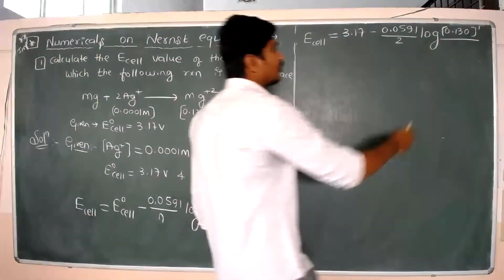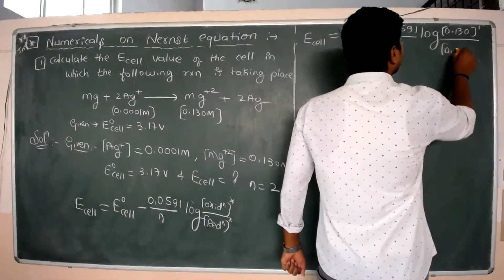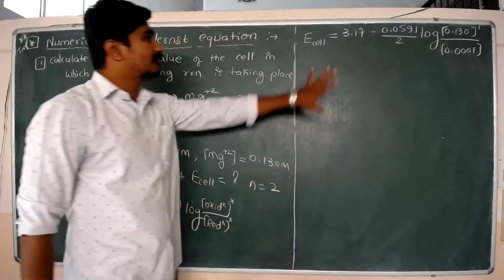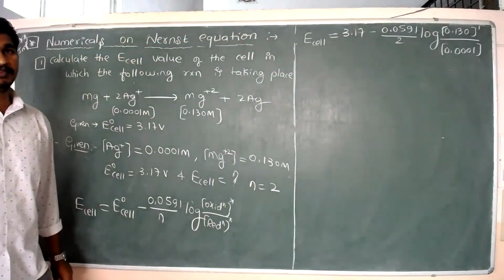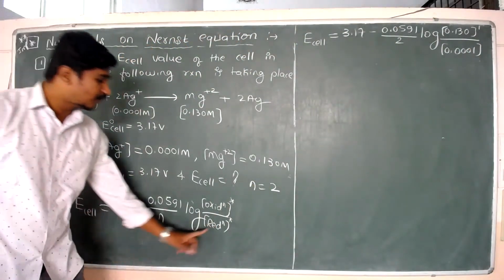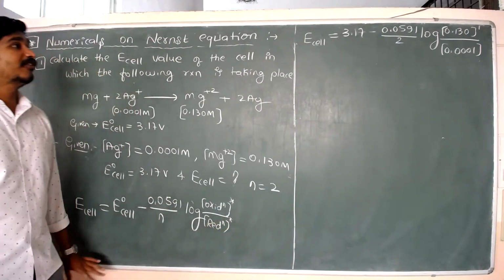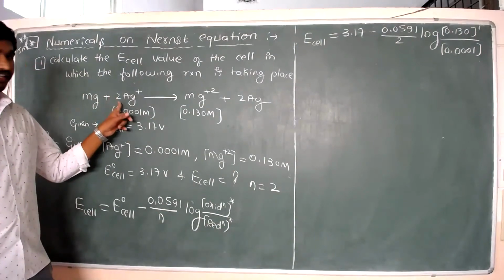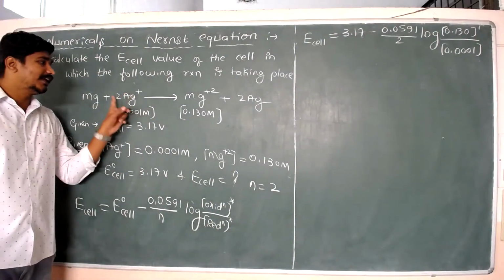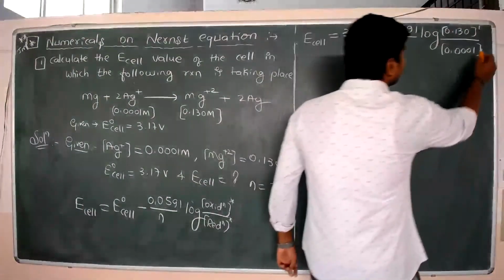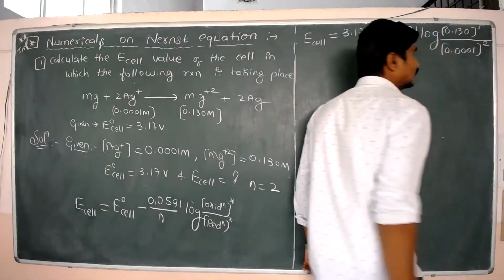0.0001. Here you have to write 0.0001. Now, all the values are substituted, correct or wrong? Now also it is wrong because we should write this star value. It is very, very important. Star value, that is coefficient of Ag plus in the reaction. How much is it? 2. Therefore, we should write here square. That is 2. Now it is 5.